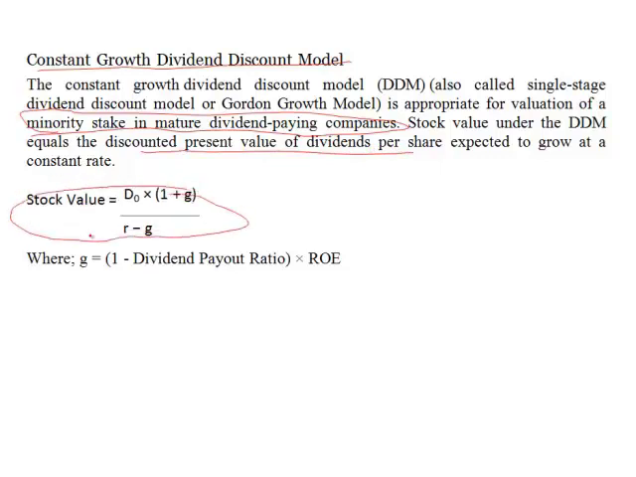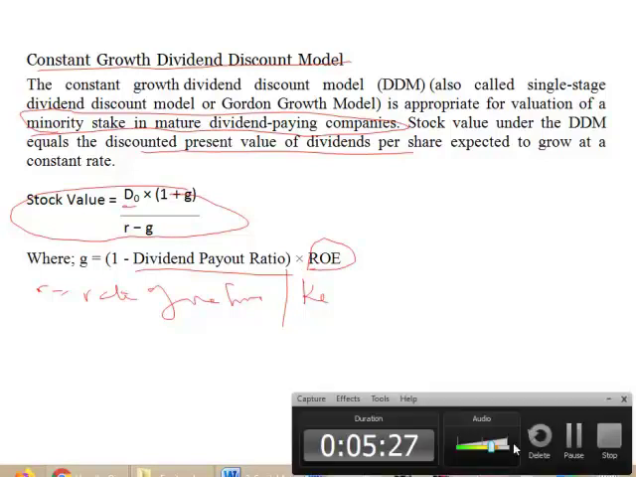Equal to dividend multiplied by the growth, all over R, which is the rate of return or cost of capital. R is what? Rate of return or cost of capital, minus the growth. And the growth is gotten by 1 minus the dividend payout multiplied by return on equity. That is on the usage of that.